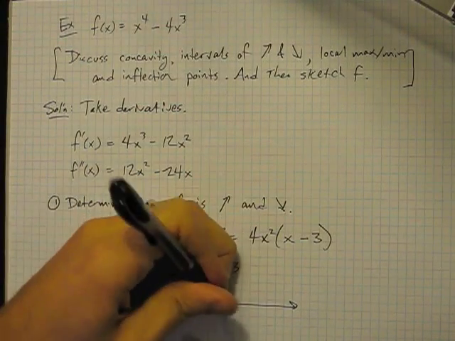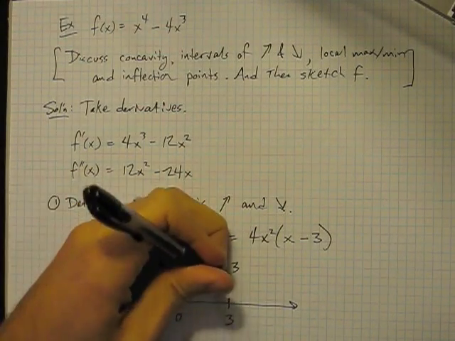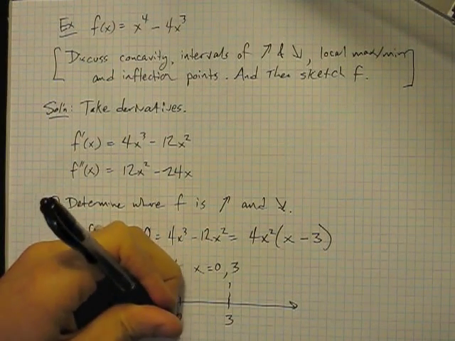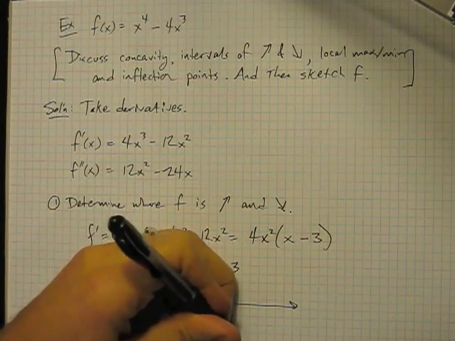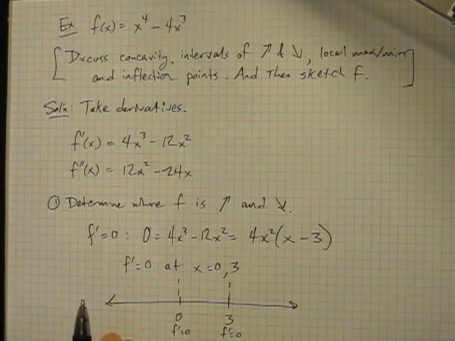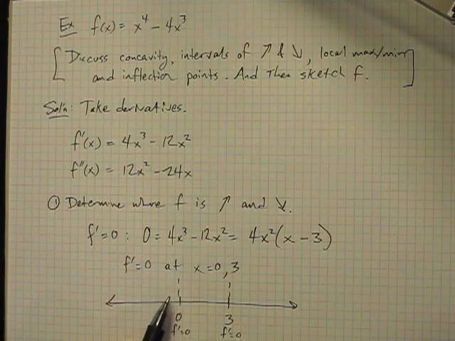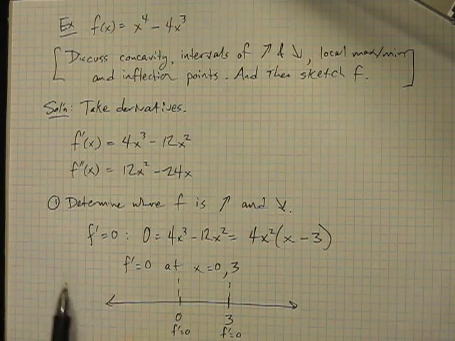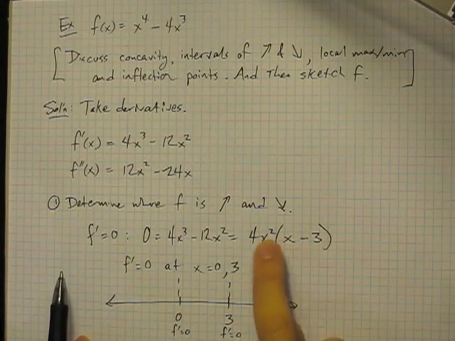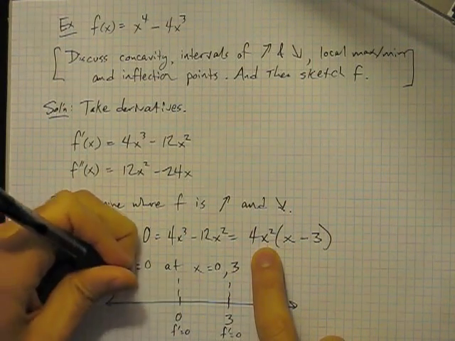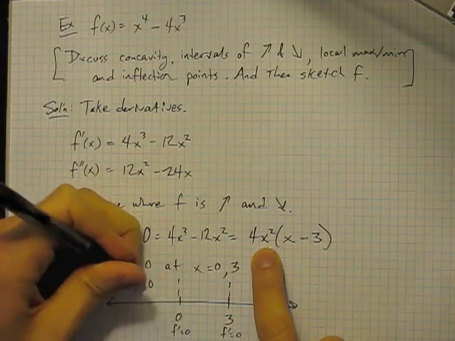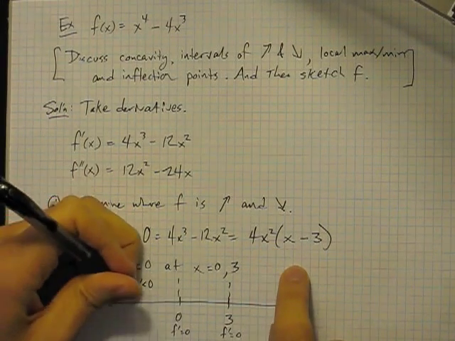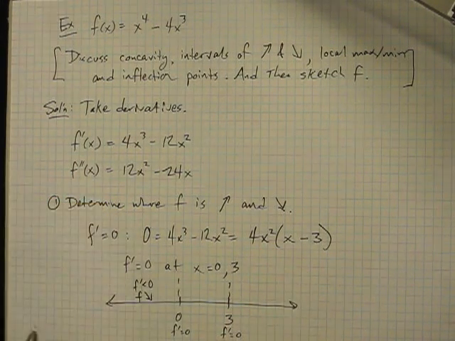Mark 0 and 3. We know that the derivative equals 0 at these locations, but let's find out what f is doing in between these. When x is a negative number, then this piece here is negative and this is positive. So f prime is negative. The product of these two will be negative. So f is decreasing on this interval.